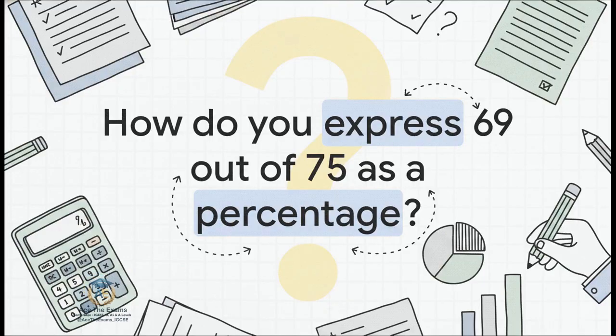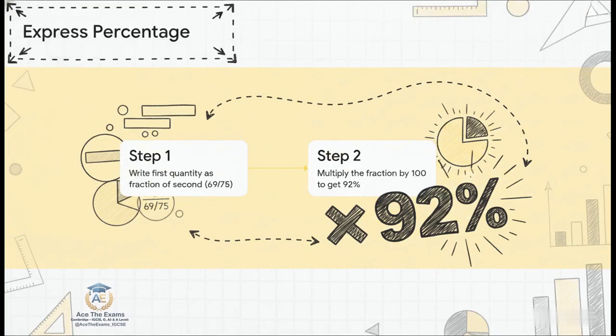Here, a student gets 69 marks out of a total 75. It's a super simple two-step process. To express one quantity as a percentage of another, simply write the first quantity as a fraction of the second. In this case, that's 69 over 75. Then, you multiply that entire fraction by 100. If you punch that into your calculator, it gets us an impressive 92%.